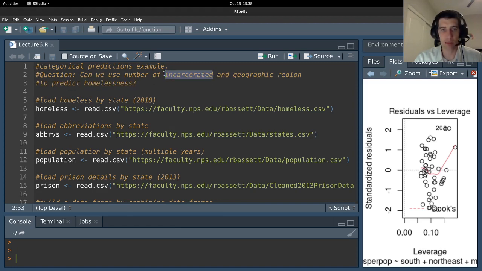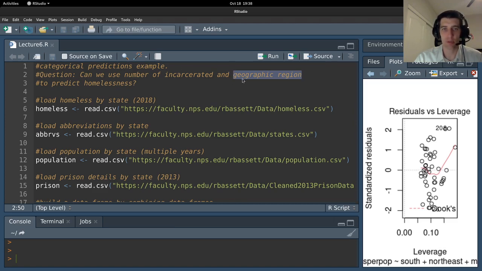Okay, and so I'm interested to see, is there any relationship between the two of them? In particular, I want to know, are incarceration rates an effective predictor of homelessness rates? And in particular, I'm going to also use geographic region as a predictor. So can we predict homelessness using incarceration rates and geographic region?